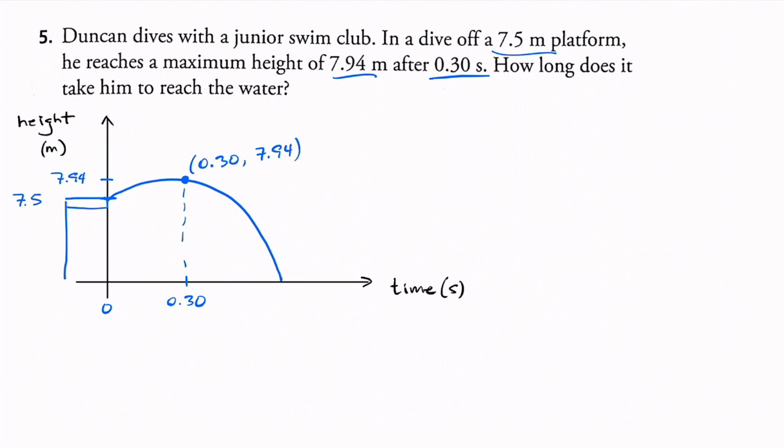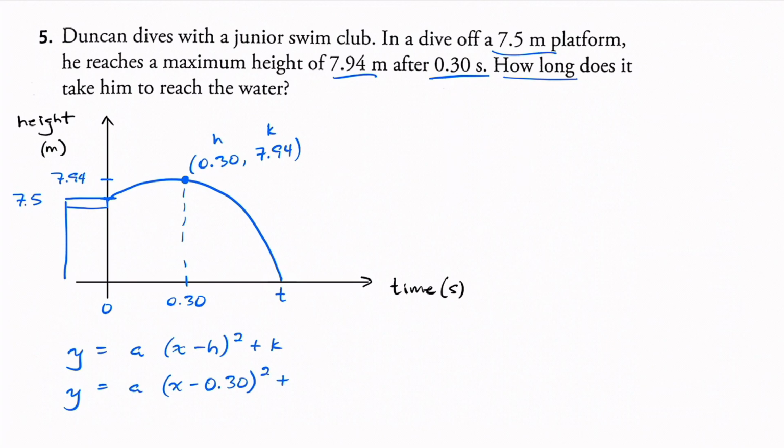So what we want to find is how long it takes him to reach the water. I want to figure out what that time is right there at the very end. The only information I'm given that's going to be useful is this vertex. So I'm going to start with vertex form and try to get a function for this. That's y equals a times x minus h, squared, plus k. Then we're going to fill it in. This is h, and that's k. So we have x minus 0.30, plus 7.94.